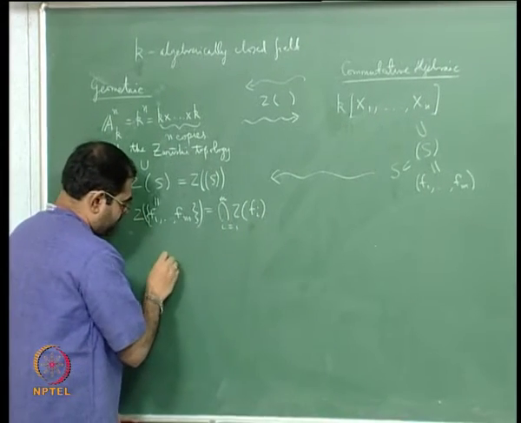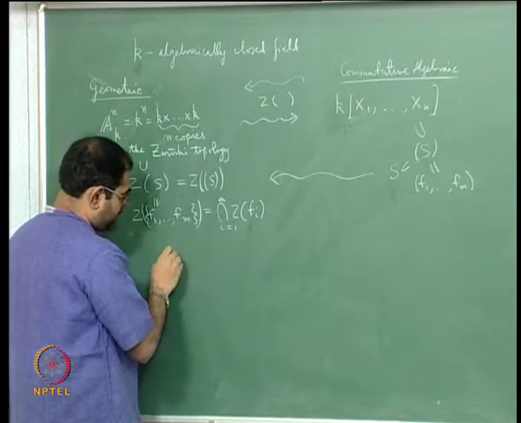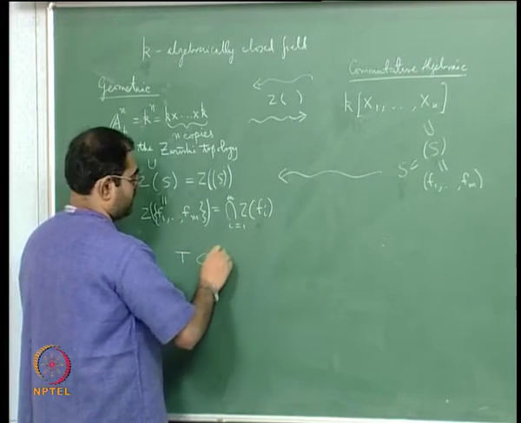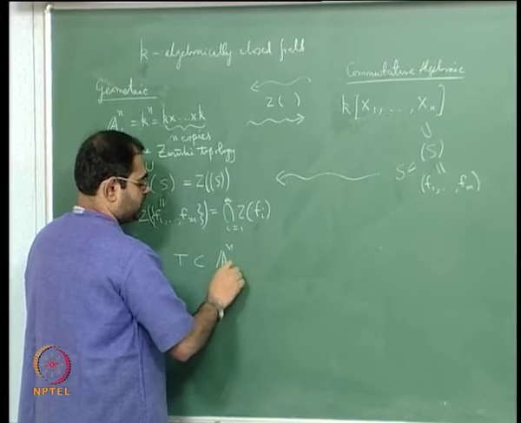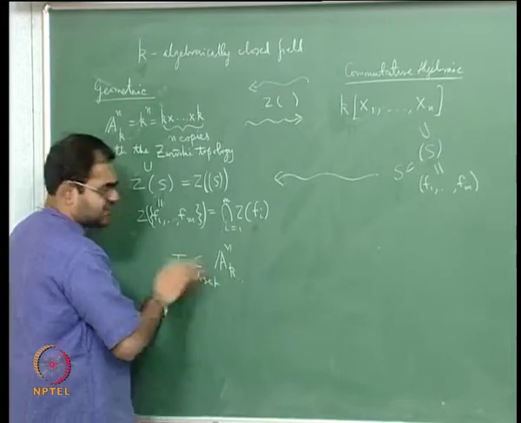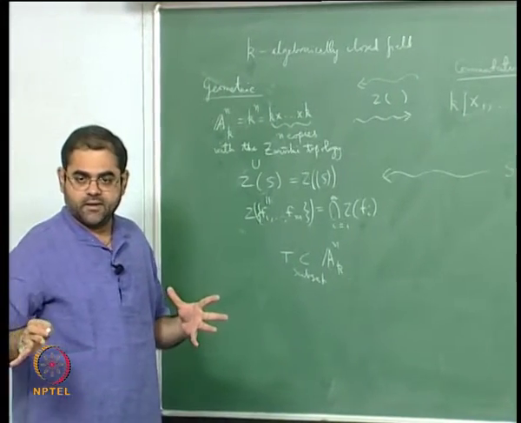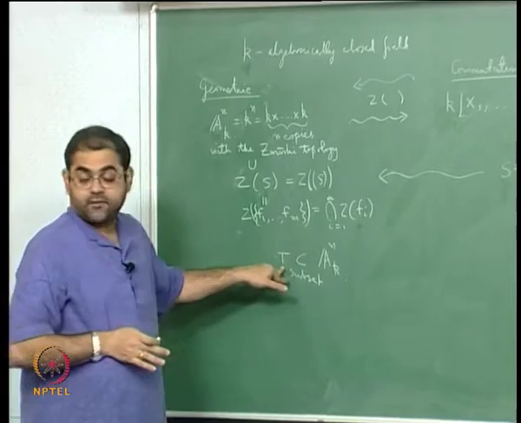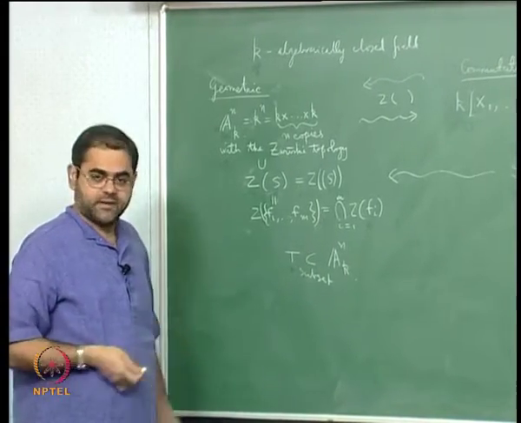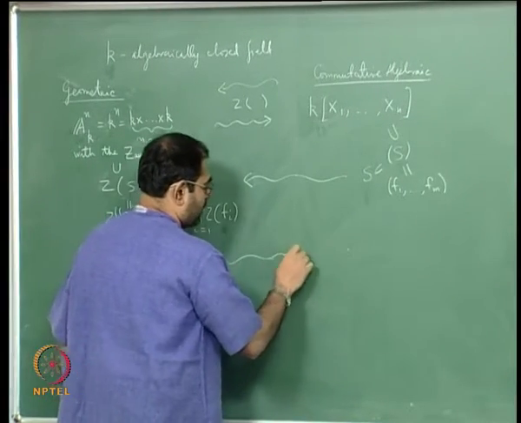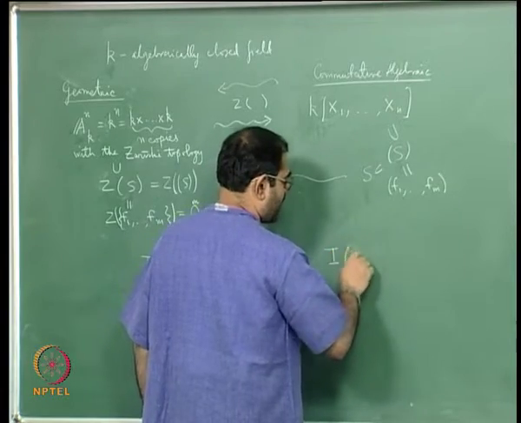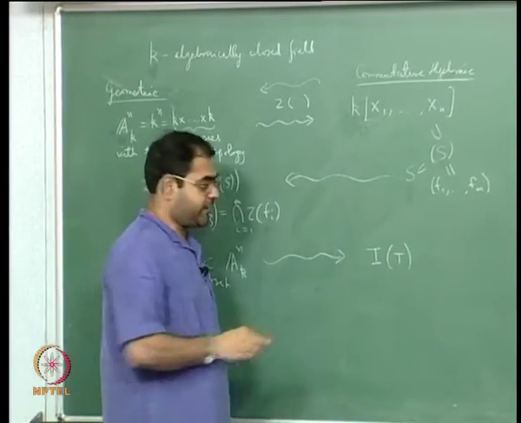So let T be a subset of An, okay, and mind you this is just a subset, it's just some collection of points, okay. I am not requiring that it is closed or open or something like that, I am just taking any subset, and what I do is from here I associate to T I of T, which is called the ideal of T, okay.